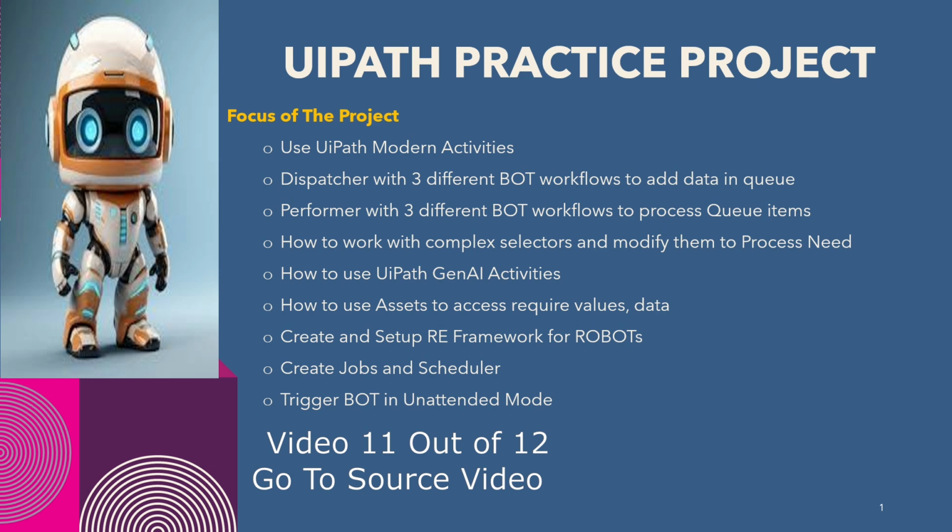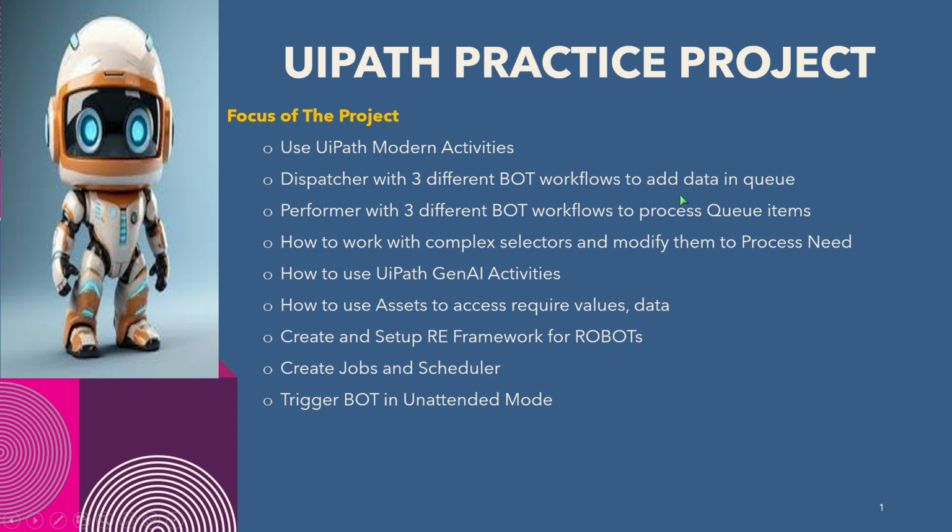In this UiPath RPA project, we have seen how we can use UiPath modern activities. We have already completed three different workflows for the dispatcher, and we have also completed three UiPath automation workflows for the performer. We have seen how we can modify UiPath selectors and make use of them, how we can apply variables inside selectors, and how we can use UiPath Gen AI activities.